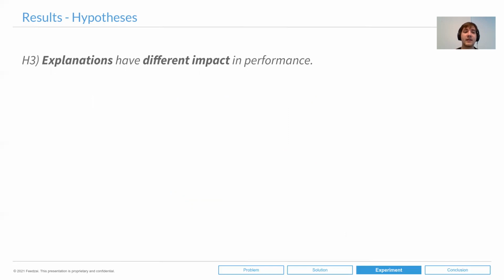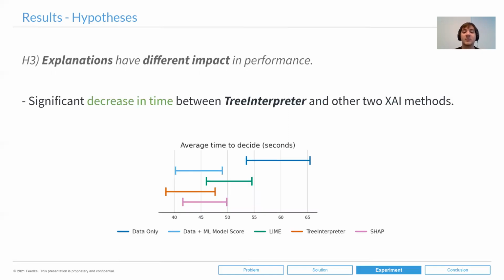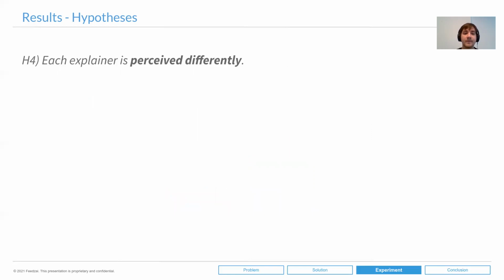The third hypothesis that we had was that different explanations have different impacts in performance. And what we observed was that one of the explanation methods, 3Interpreter, had a significant decrease in time when compared to the other explainers, more with LIME than with SHAP, but 3Interpreter has a significant difference between the other two. It's not really observable in this graph, but it's because of the shapes of the distributions, which are non-normal, that made this difference possible.